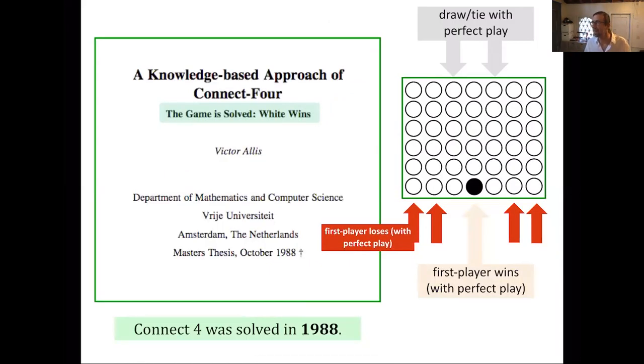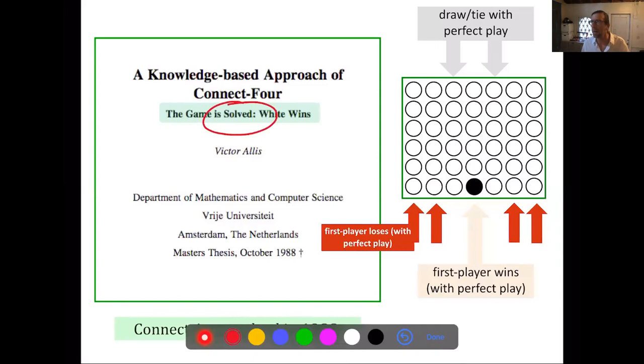Connect Four was actually solved. Obviously, chess was solved and Connect Four was solved. Now, by solved, this doesn't mean that we know how to beat a human. That was done earlier. You're going to all program games that can beat most humans. Okay, solved means, can you play it perfectly?